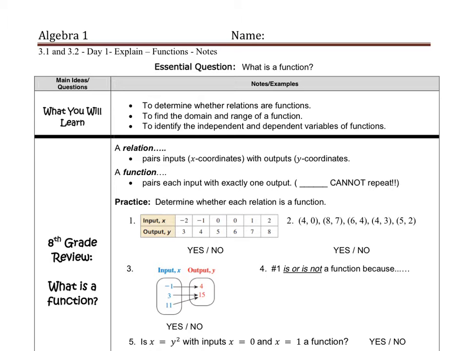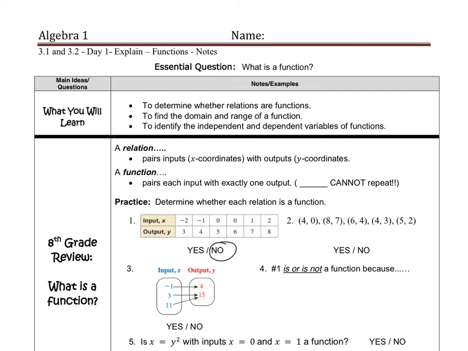So look at number 1. On number 1, if we look at those input values, we have a 0 with an output of 5, and then we have 0 again with an output of 6. That would be not a function because our zeros repeat with different outputs. So we can go ahead and say, nope, not a function.